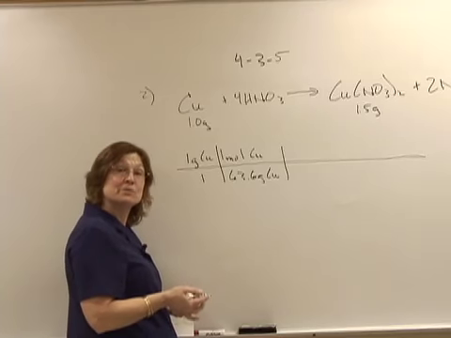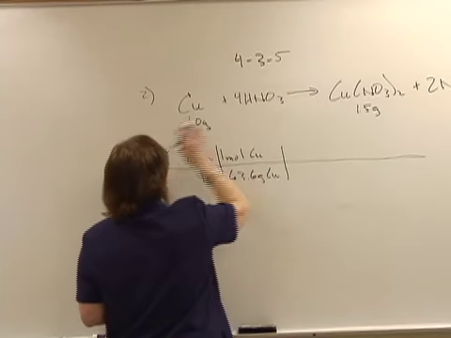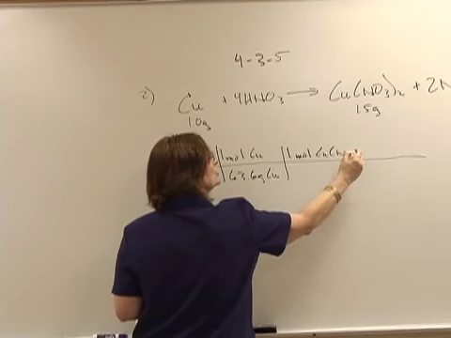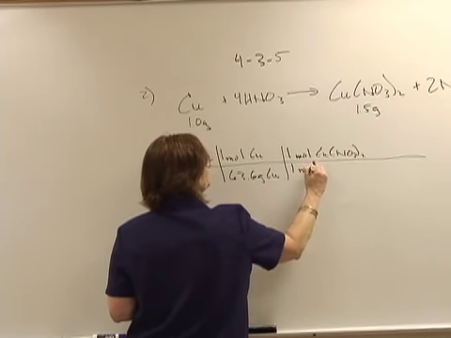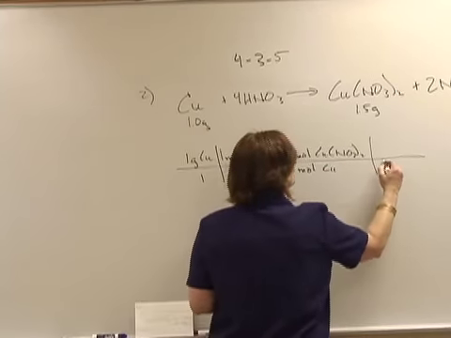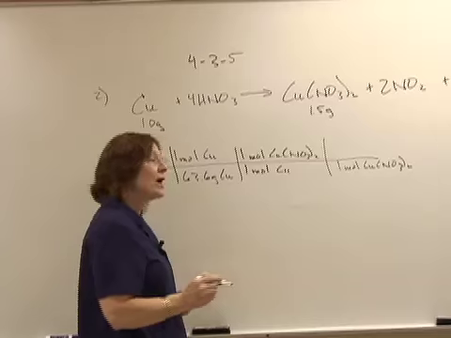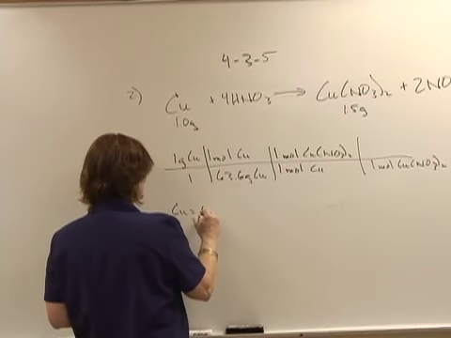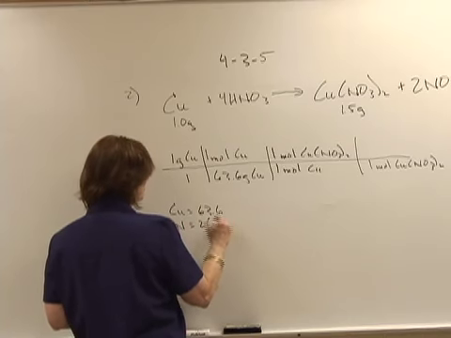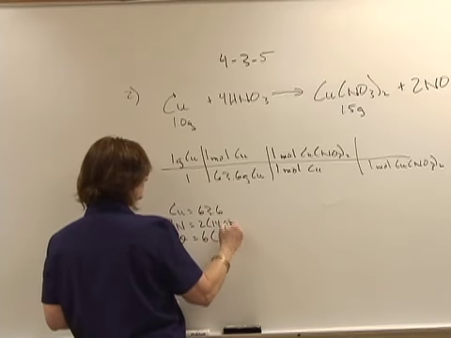And then I must change to my copper 2 nitrate in a mole-mole ratio. And the coefficient here is 1, and the coefficient here is 1. However, I must show my conversion factor to show that I'm changing compounds. And then I change my moles to grams of the copper 2 nitrate. And 1 mole of copper 2 nitrate, let's do that together. Well, we have 1 copper, which is 63.6. We have 2 nitrogens, and each one is 14.0. And we have 6 oxygens, and each one is 16.0.